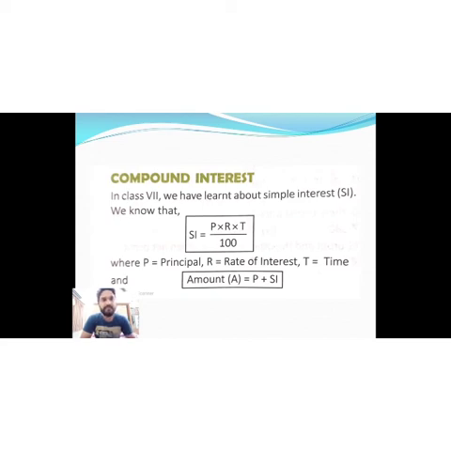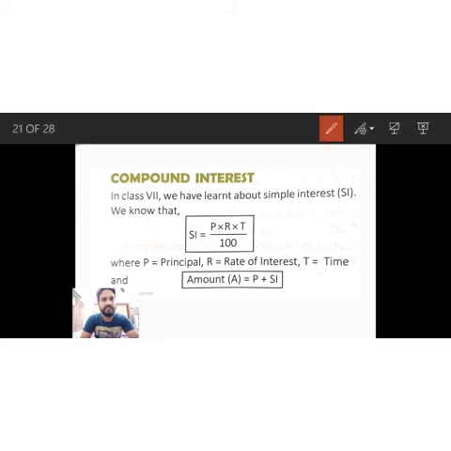First of all, we have studied simple interest. The simple interest is SI, and we have a formula of PRT upon 100. Here P means principal, R means rate of interest, T means term, means time, years: 1 year, 2 years, 3 years, and so on. And the final amount is amount equals P plus SI, principal plus simple interest. P means the principal, the sum on which we gain the profit. R means the rate of interest.